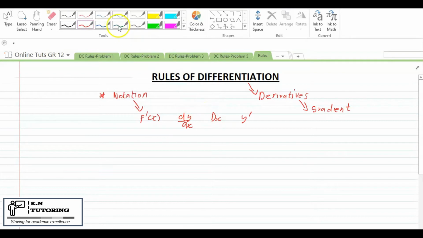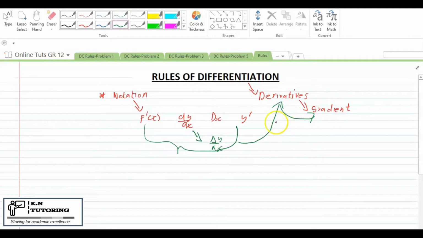Now if you look at this dy/dx, you will realize that the gradient is the change in y over the change in x. So basically this d means change. So change in y over change in x. So we are differentiating y in terms of x. We will see that when I start introducing the rules. But all of these things here represent one thing, and that thing is derivatives, which means they talk about the gradient.